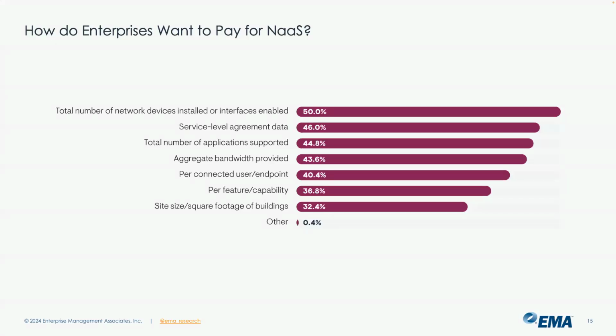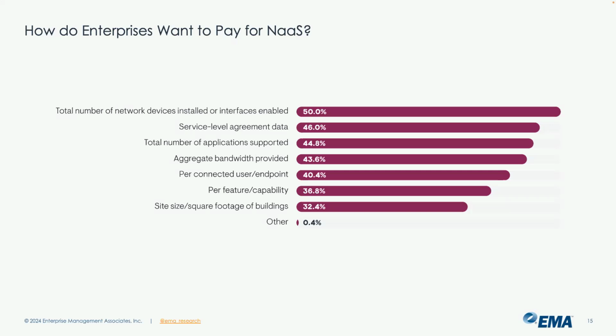So how do you want to pay for it? We talked about flexibility in billing and licensing, and here you see what's underpinning that. When we ask them how they want to pay for stuff, the first thing they say is total number of network devices installed or interfaces enabled. And that's a little bit of a legacy of the CapEx centric world where they're paying per device, right? So they're like, well, we'd like to be able to rent network switches by device.